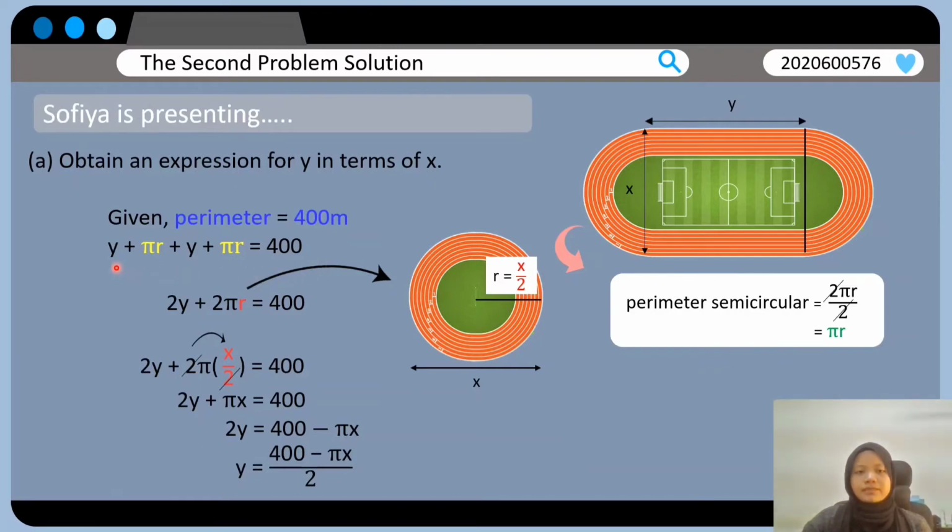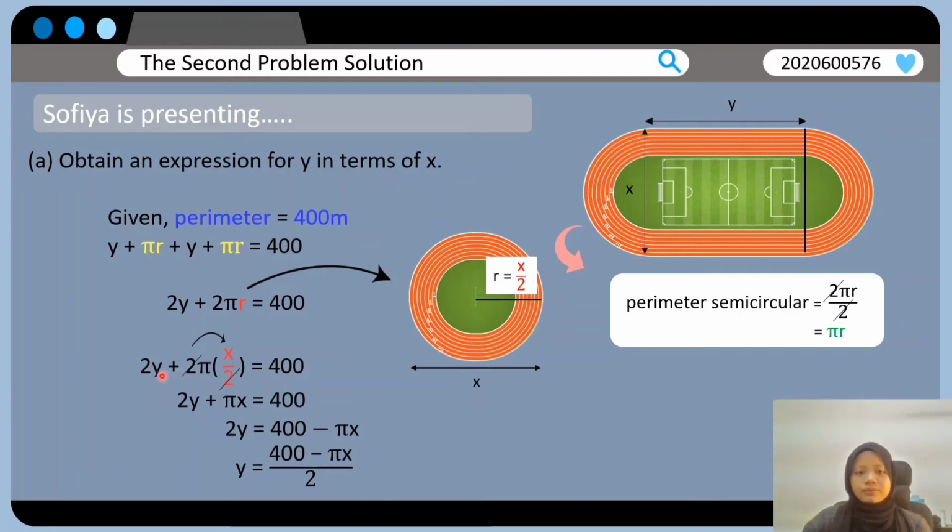When we add y with y, we get 2y. When we add pi r with pi r, we get 2 pi r. So 2y plus 2 pi r equals 400. From the equation, we have two variables, y and r, but we want x. So we need to remove r by substituting r with x. How? When we combine two semicircles, we get a circle. So the diameter is x. To get the radius, we divide x by 2. So we can substitute r with x over 2.